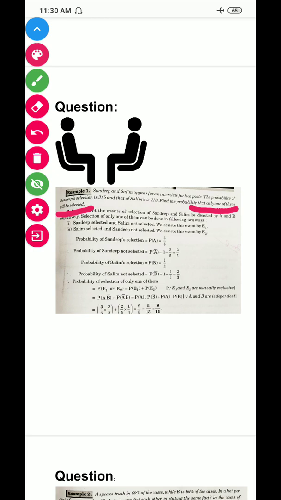That means we are writing the complement of selection of Salim. In the same way, if Salim is selected and Sandeep is not selected. So students, in this way we have completed example 1.